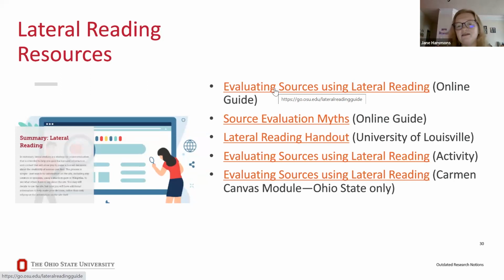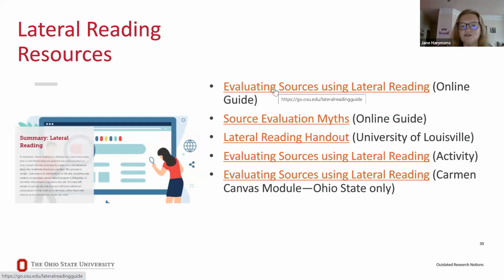There's an online guide that I've created. There's a handout on lateral reading that the University of Louisville has created. There are great videos out there on lateral reading. If you're at Ohio State, we also have a Carmen Canvas module on evaluating sources using lateral reading that you can download into your Carmen course. It takes students through the lateral reading process and gives them guidance on that. So there are lots of resources out there on lateral reading.